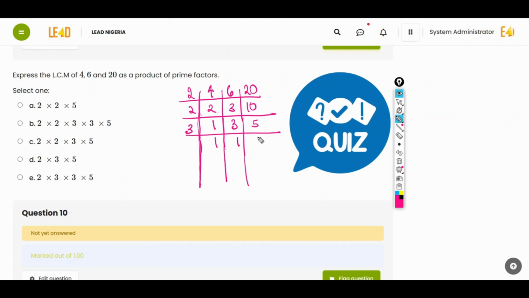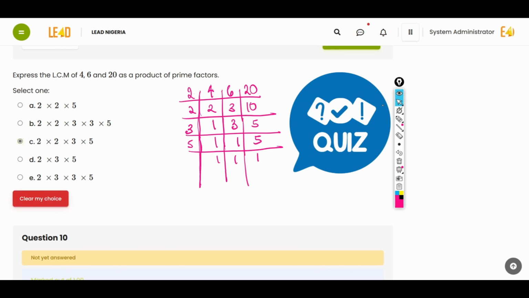We have 1, 1, 5. And finally, we can use 5, 1, 1, 1. So the answer is 2 times 2 times 3 times 5.